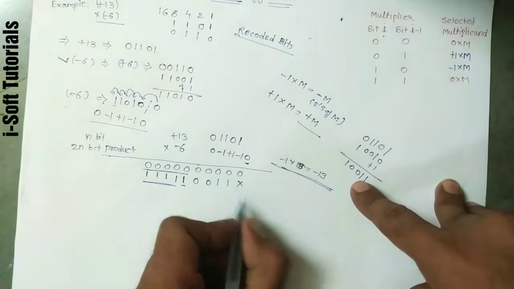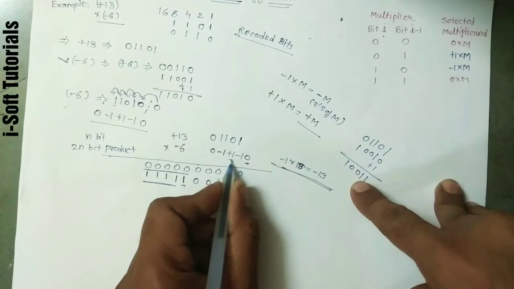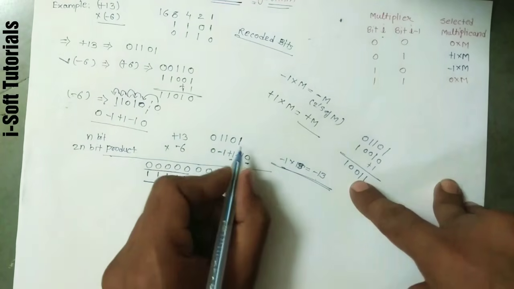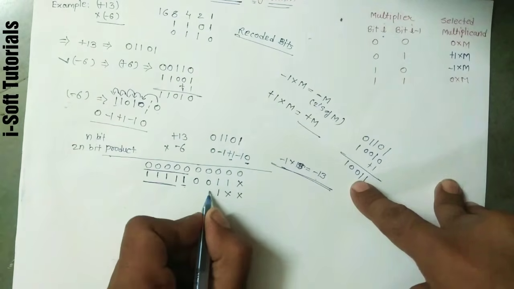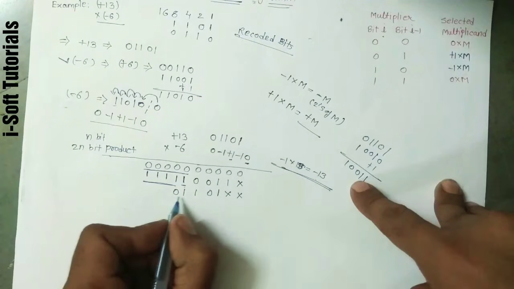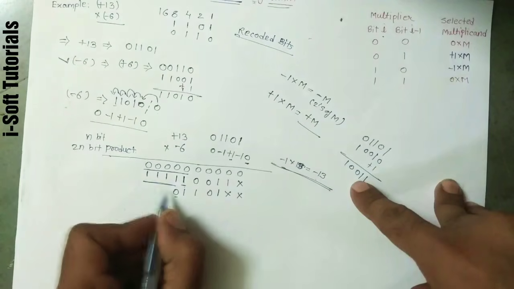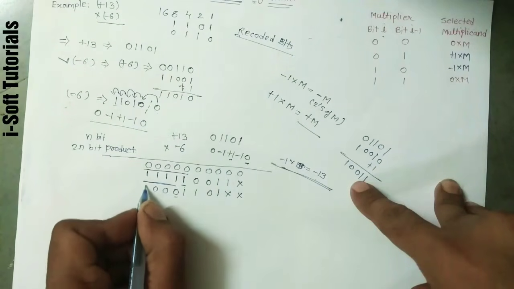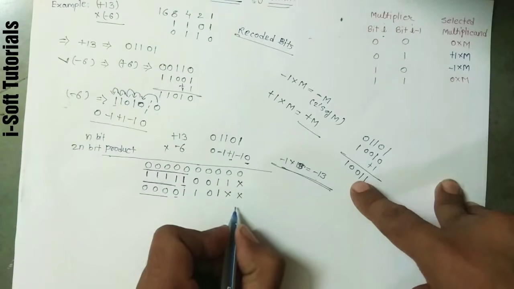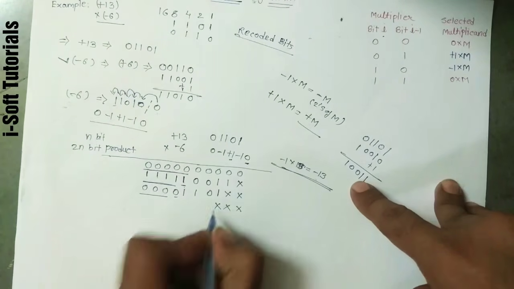Then plus 1 into plus 13. For this position we will shift 2 times. Then plus 1 into plus 13, 13. So write it from this side, 1 0 1 1 0. For the remaining bits, for this sign bit we will add 3 zeros. 3 bits are remaining, so 3 0s. Again for the next bit we will shift 3 times.